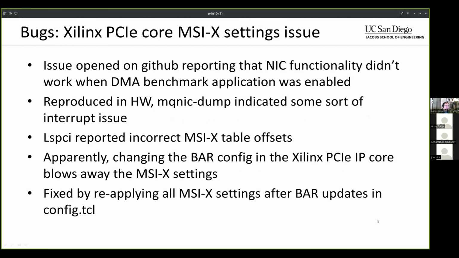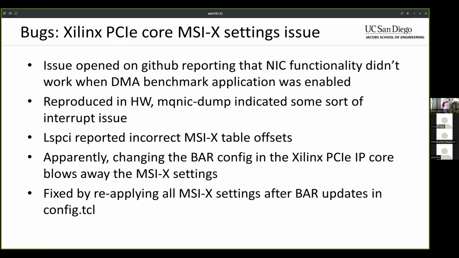Recently, someone opened an issue on GitHub reporting that the NIC functionality didn't work when the DMA benchmark application was enabled. And well, that's not supposed to happen. So I took a look and reproduced the issue in hardware. From looking at the output in mqnic-dump, it indicated some sort of interrupt issue. There was stuff in all of the queues, including the event queues. So obviously, software was not noticing there was stuff in the event queues, and nothing was getting handled.